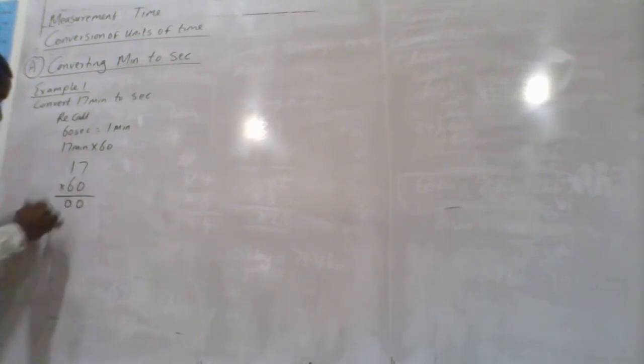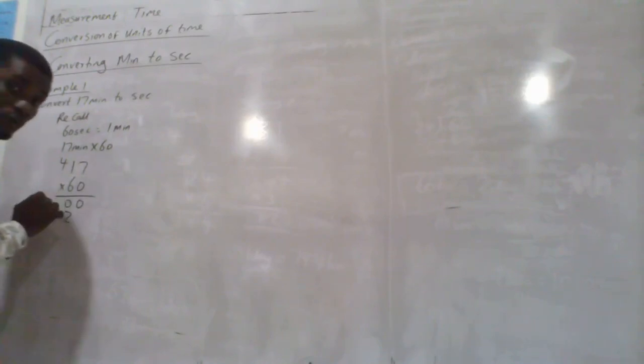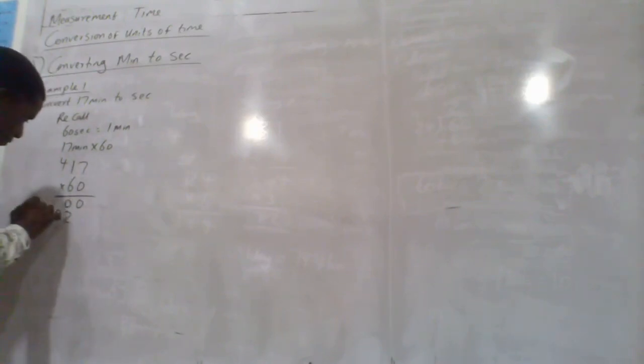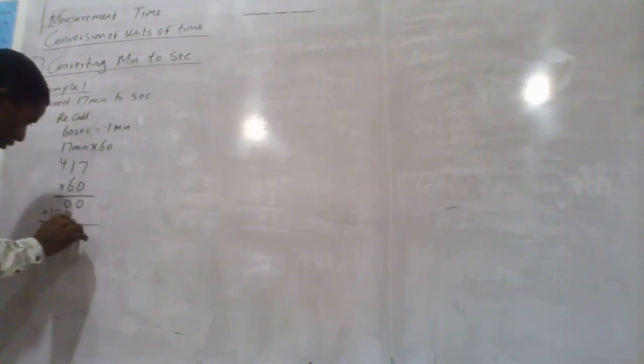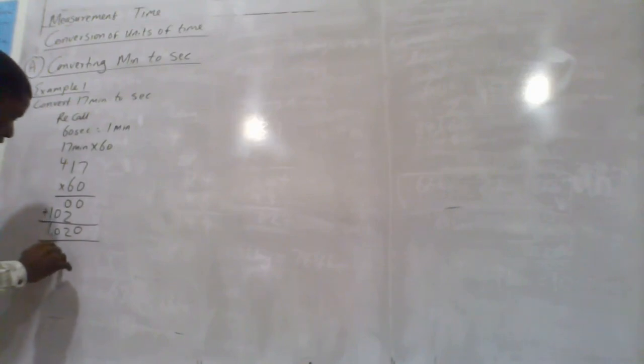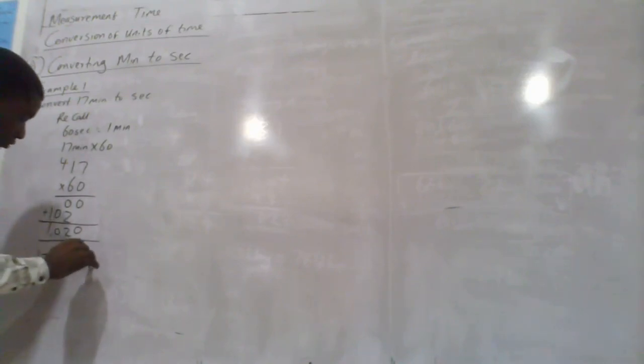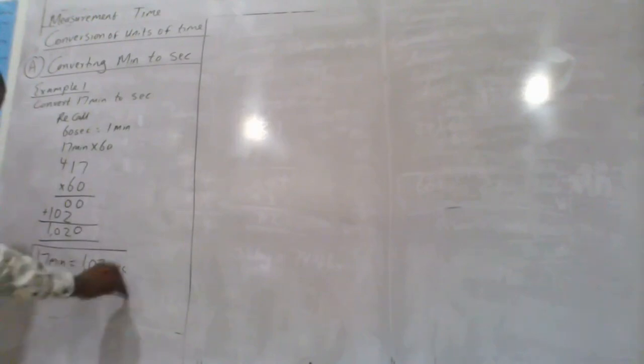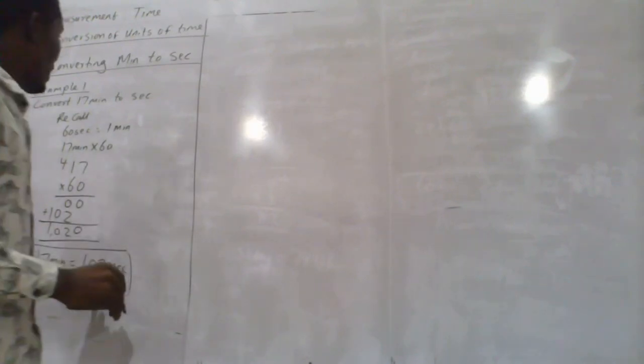0, 0. 6 times 7 will give us 42. I write my 2, I keep my 4. 6 times 1 gives us 6, plus 4, that will give me 10. So I have my 10. I add up all the numbers: 0, 2, 0, 1. So that will give me 1020. Therefore, 17 minutes equals 1020 seconds. That's for conversion of minutes to seconds. This is our answer.